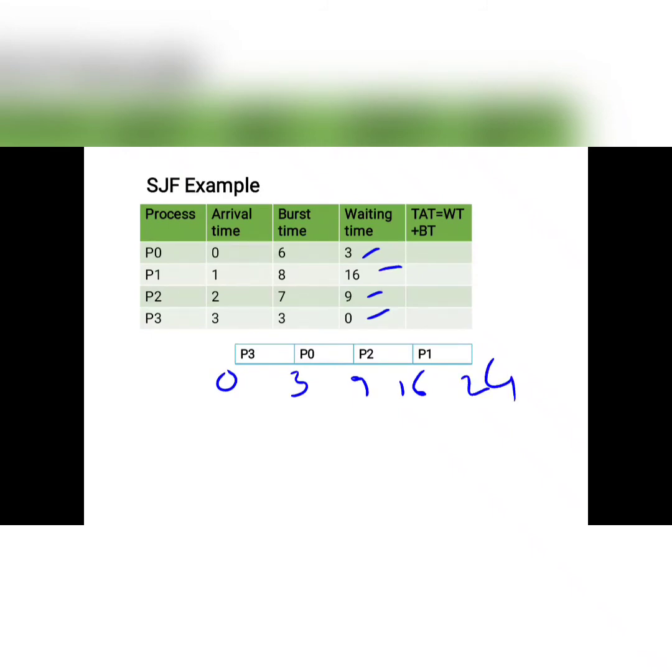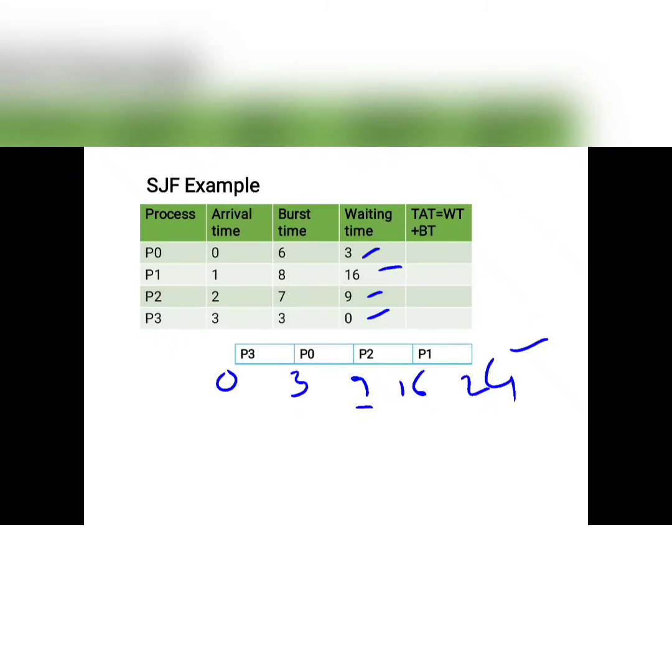So by using this Gantt chart, the waiting time values for the processes are represented like this. For P0 it will wait for 3, for P1 it will wait for 16, for P2 it will wait for 9, and for P3 it will wait for 0. So like this we will calculate the waiting time for each and every process. So now we have the burst time values and the waiting time values. By using these two values we will calculate the turnaround time for each and every process.